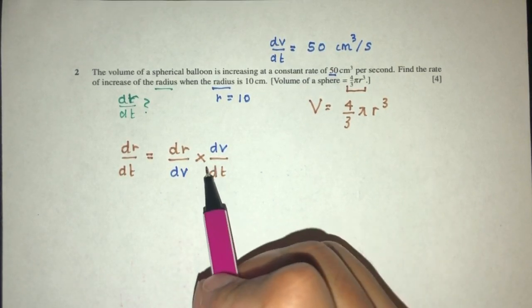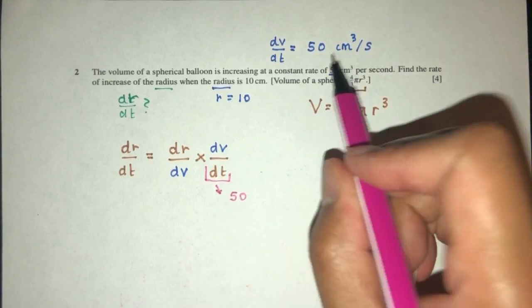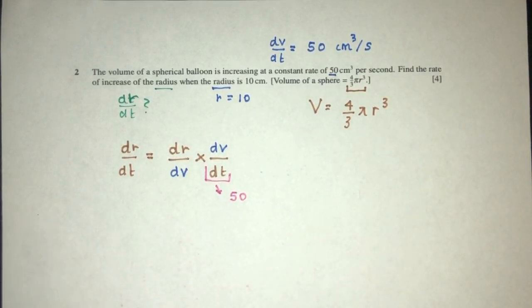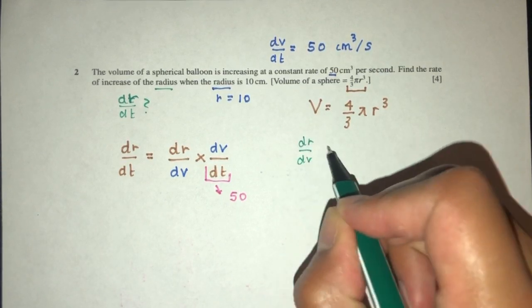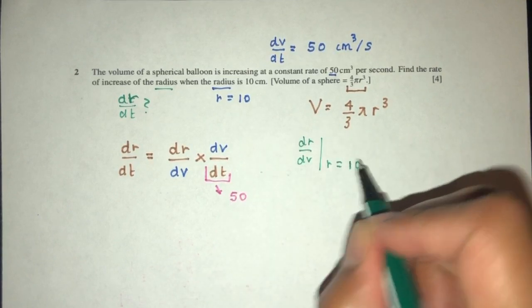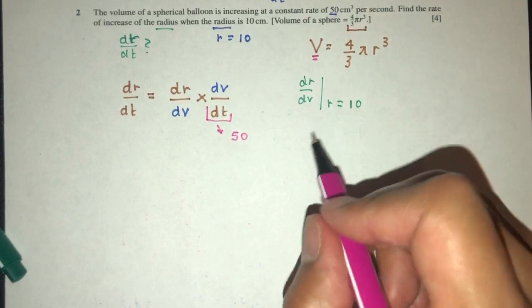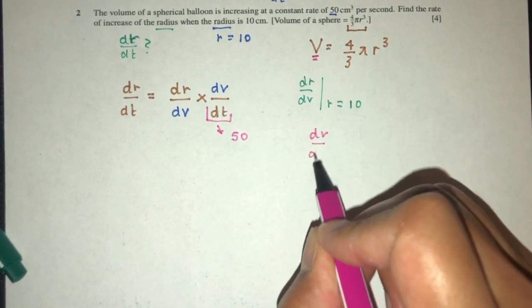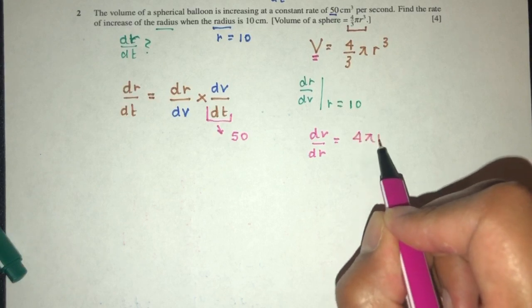So this is given to you as 50, right? So we have to find this one. So we have to find dr by dv at the value of r equal to 10. Okay? But since here we have v already, we can find dv by dr. That will give you 4 pi r squared.